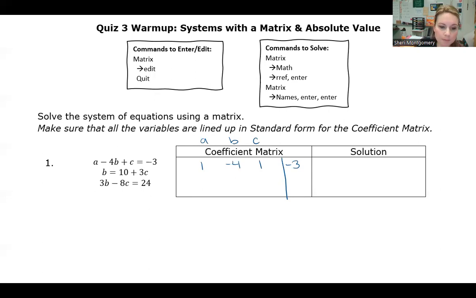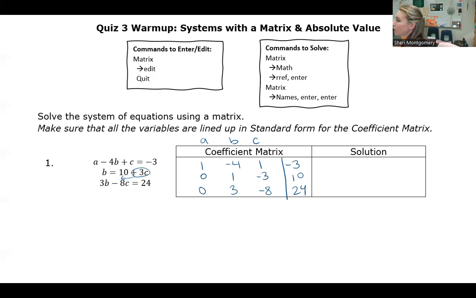For the second one, I don't have A at all, so it's going to be a 0. B is 1 and C is on the wrong side. So I have to move that over, and when I do that, it's going to become a -3. And then 10 is on the other side of the equals. For the third equation, I don't have an A either. Again, B is 3 and C is -8, equals 24.